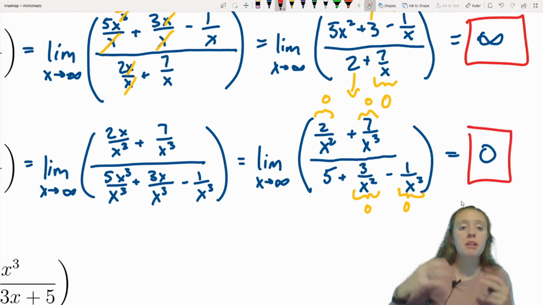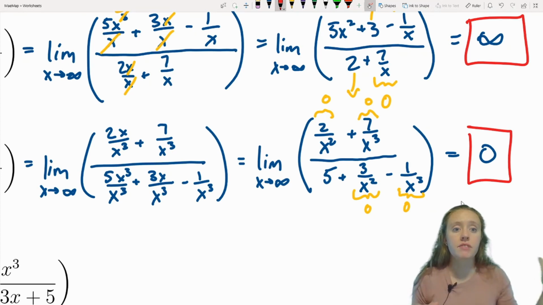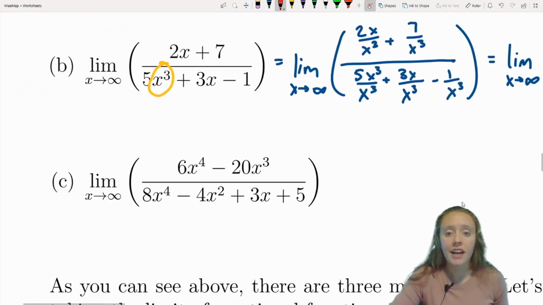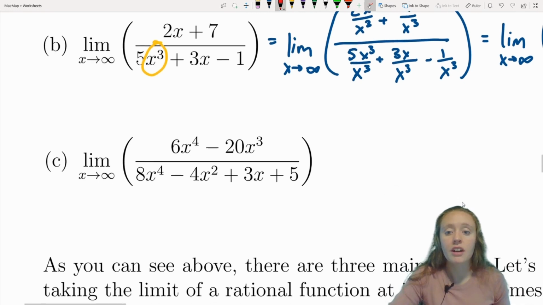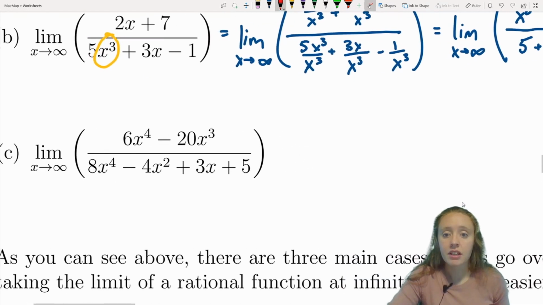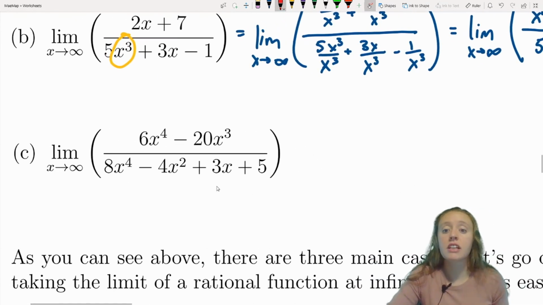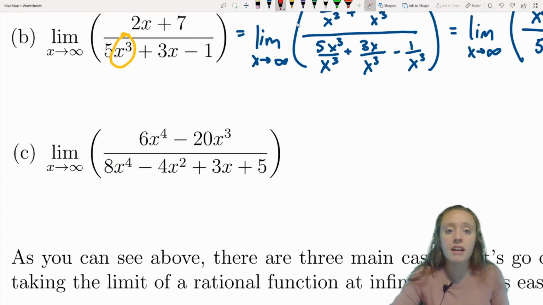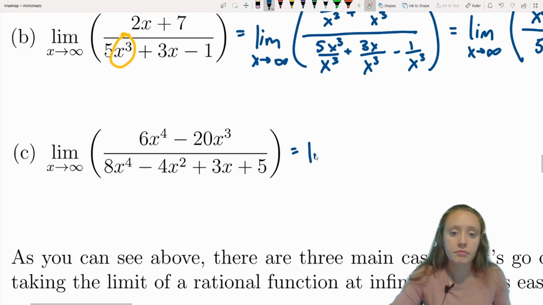So far I've taken the limit of a rational function and I've gotten an infinite value, and I've taken the limit of a rational function and have gotten 0. I can also take the limit of a rational function and get some other finite value. Let's take a look at c. If you think about c, what's our highest degree in our denominator? That's going to be x to the 4th. So get ready to divide everything by x to the 4th.